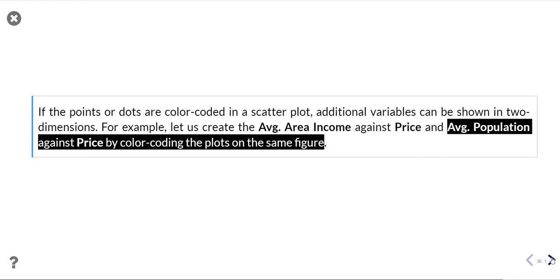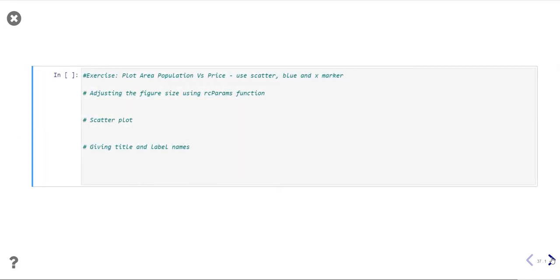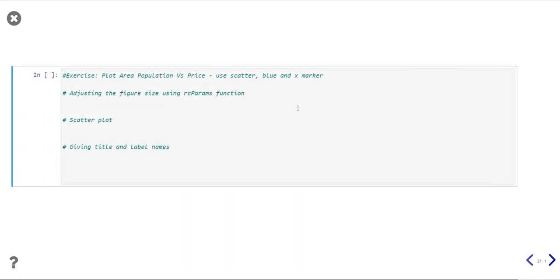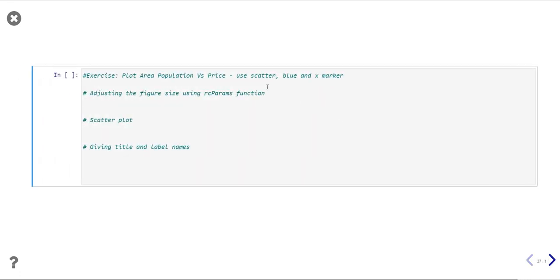But wait, I think before that we got an exercise, right? So this is an exercise for you. Before we do that, do this plot now, but plot area population versus price. Use scatter plot, but make it blue and use the X marker. Can you do that now? Use the rcParams function also. You can set whatever size that you want.